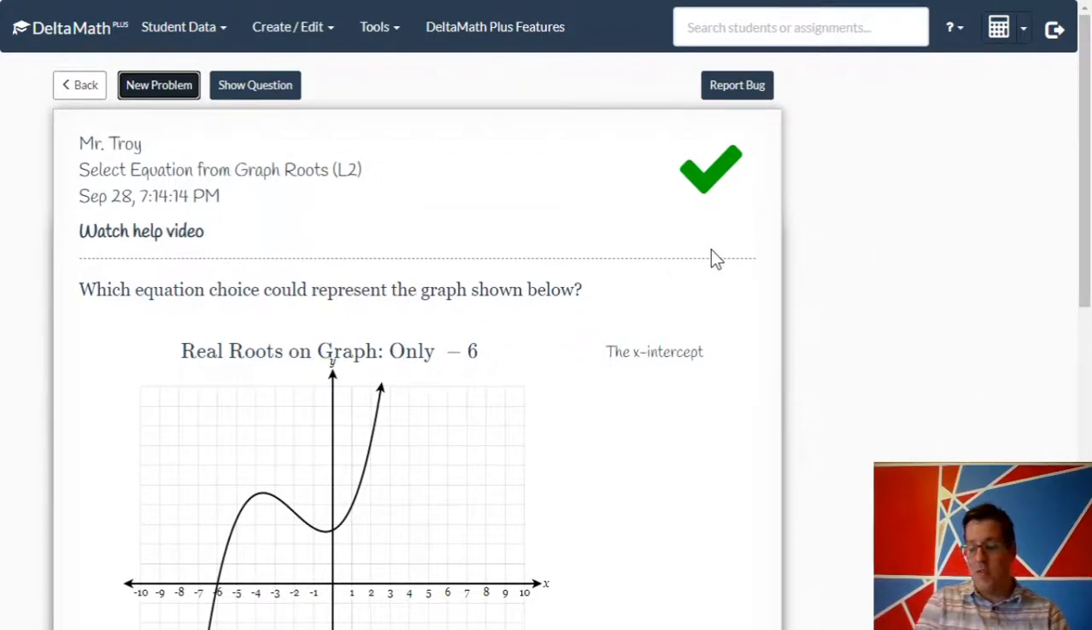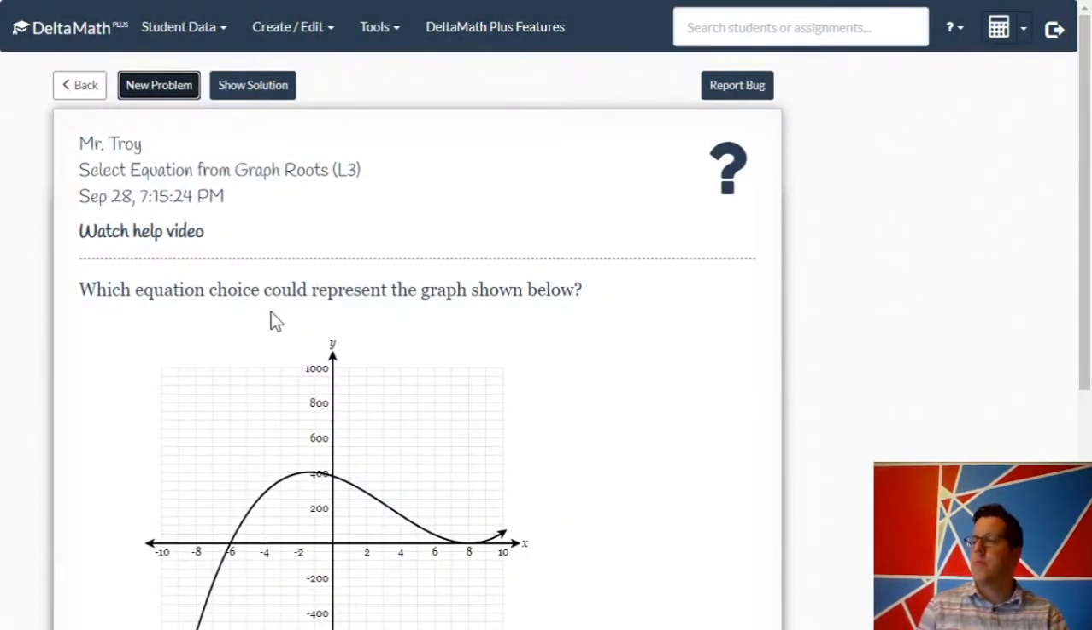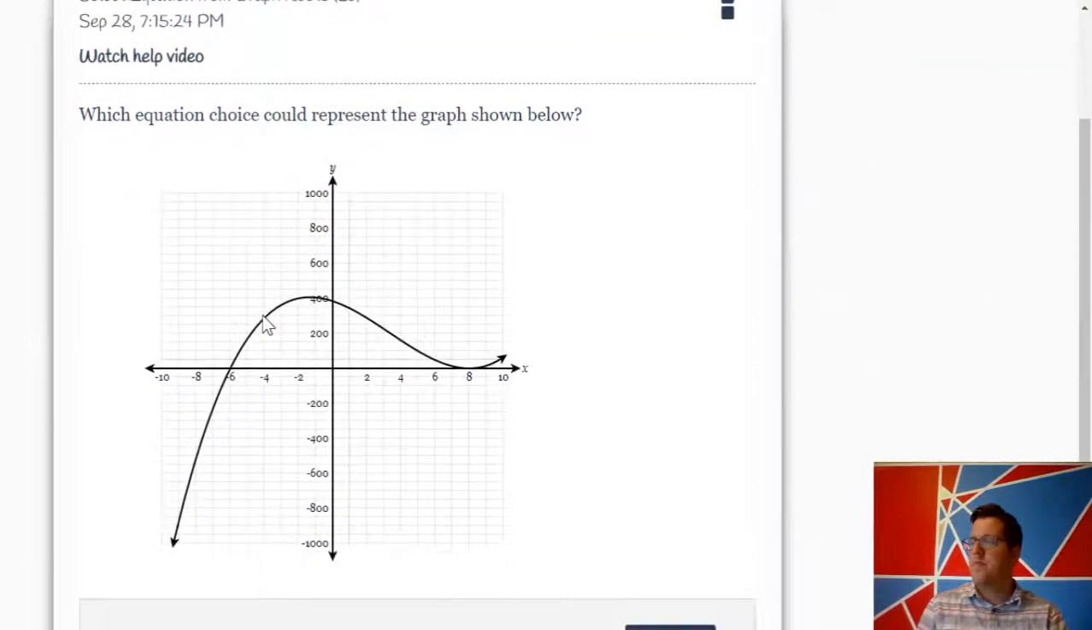Now let's go up to the hard difficulty level. Okay, I went up to level 3. I don't know what makes it level 3, but we'll see. Oh, big numbers maybe.